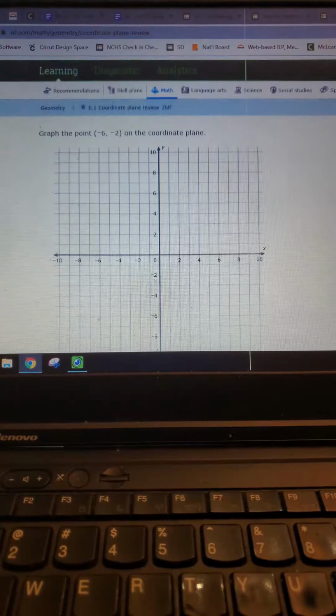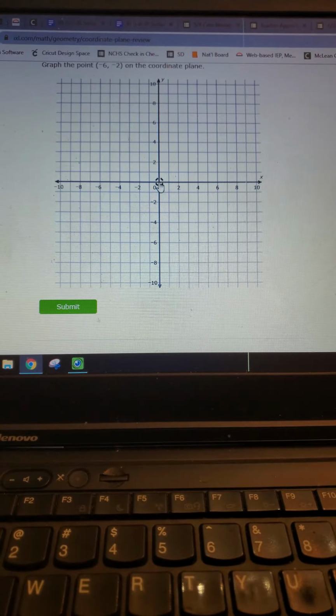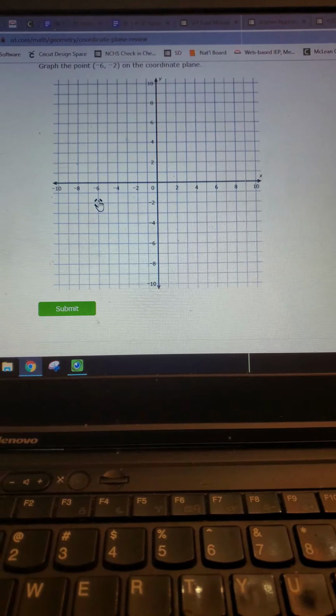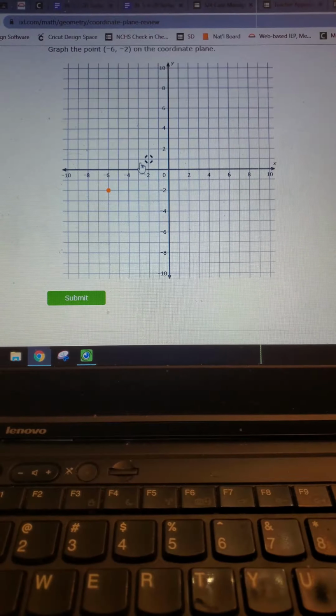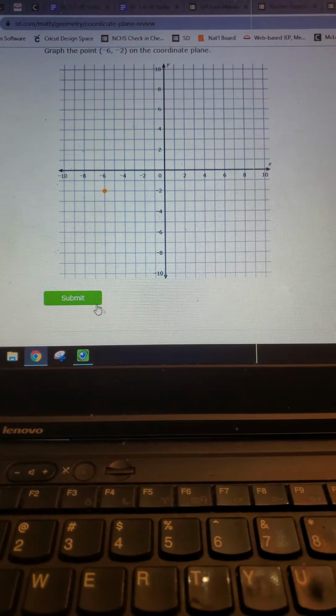I'm going to do that again with -6, -2. So that -6 tells me I go left 6. The -2 tells me I go down 2. Click, and there's my point. So -6, left 6, -2, down 2. And there's my point.